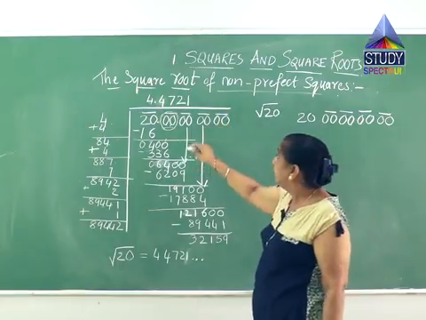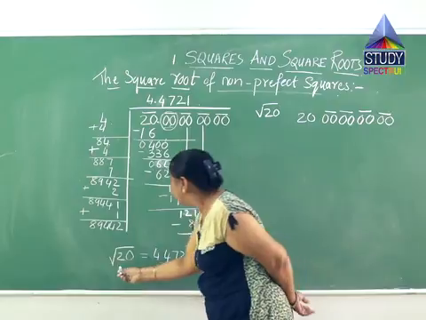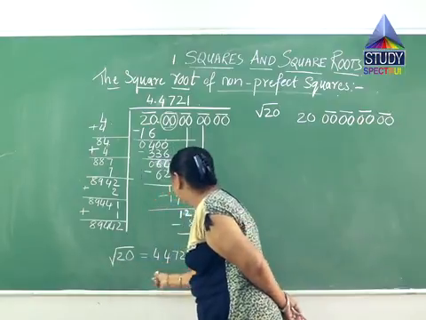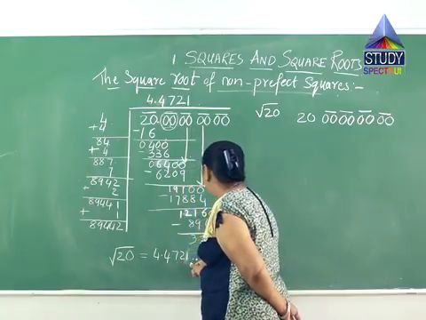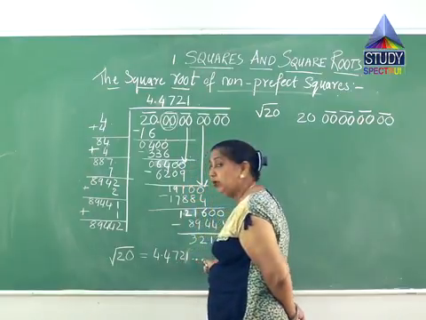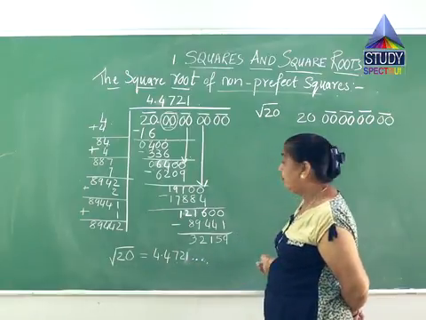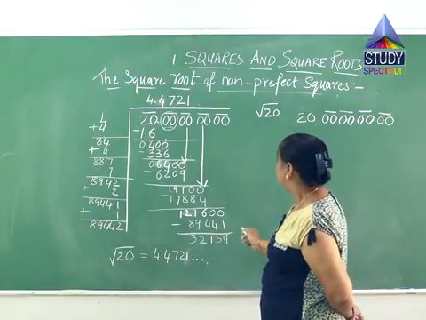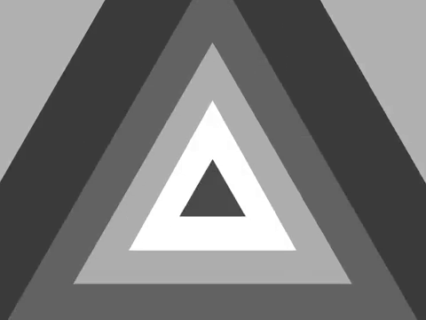Here in the book it has been solved up to 4 decimal points. So we can write the square root of 20 is 4.4721 and then you can put 3 dots. That means it is continuing, it is infinite. So by this we can make out how to find the square root.